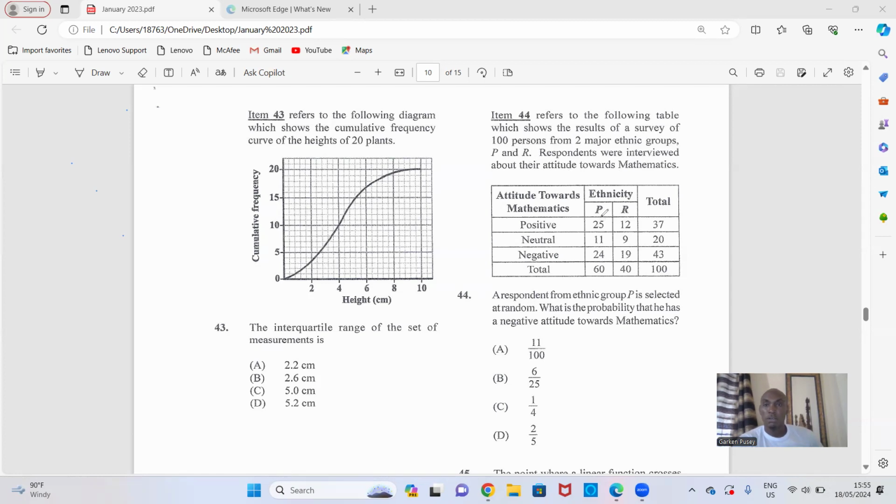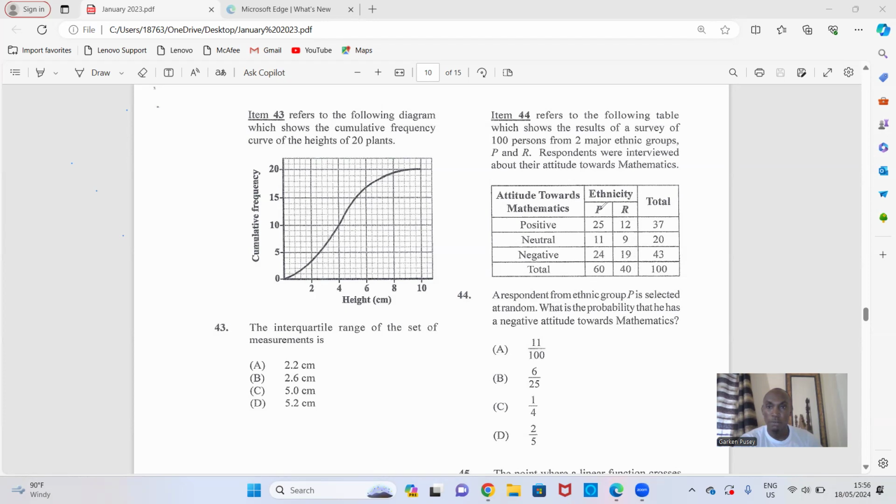So for ethnic group P, 25 had a positive attitude, 11 had a neutral attitude, and 24 had a negative attitude. So you have more with positive attitude. But R now, 12 had a positive attitude, 9 had a neutral attitude, and 19 had a negative attitude, which is total 40. It says a respondent from the ethnic group P is selected at random.